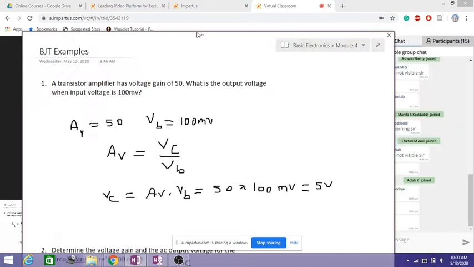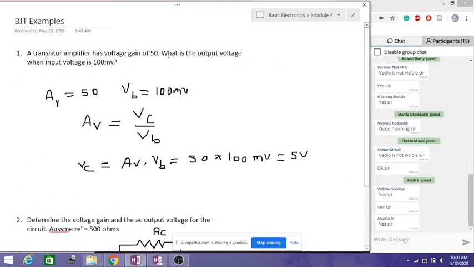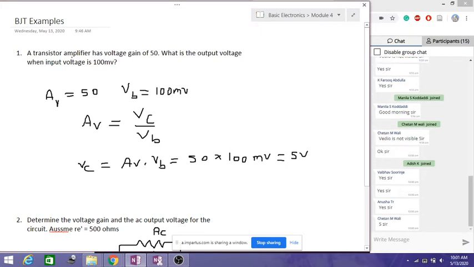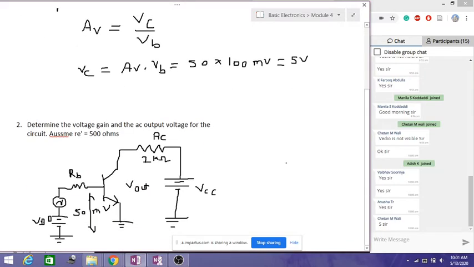Okay. So now the screen is visible. So let me revise quickly the first example which I talked about. A transistor amplifier has a voltage gain of 50. Then what is the output voltage when the input voltage is 100 millivolts? So it is a very simple case. AV is given as 50, and VB is equal to 100 millivolts. So I'll just substitute AV is equal to VC by VB. Then the VC, we can just calculate as the product of the gain and the input voltage. So we will get this as equal to 5 volts. So that is the first example.